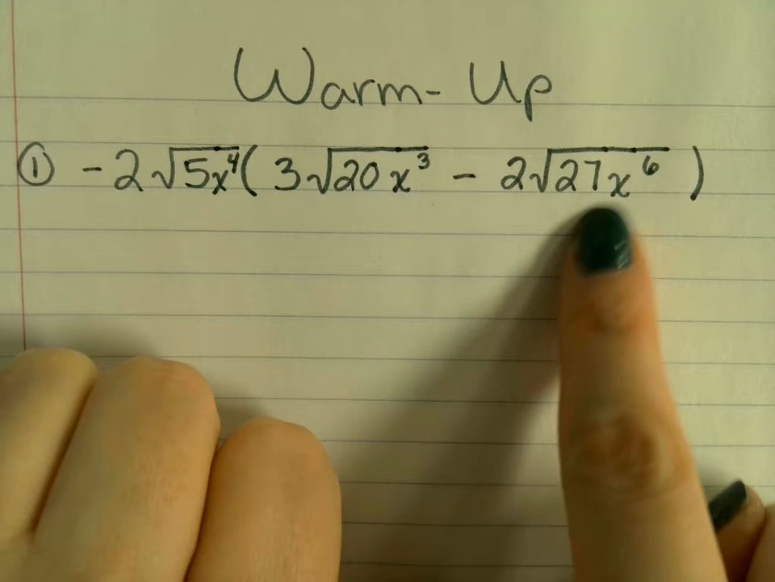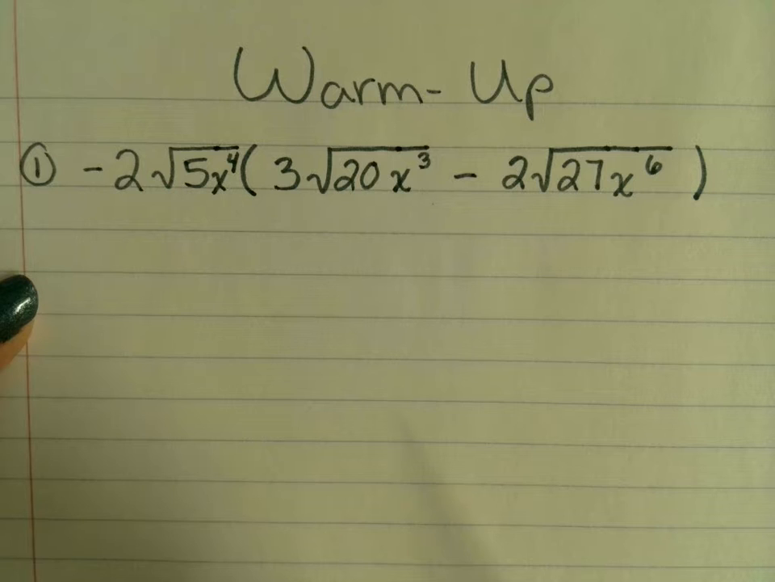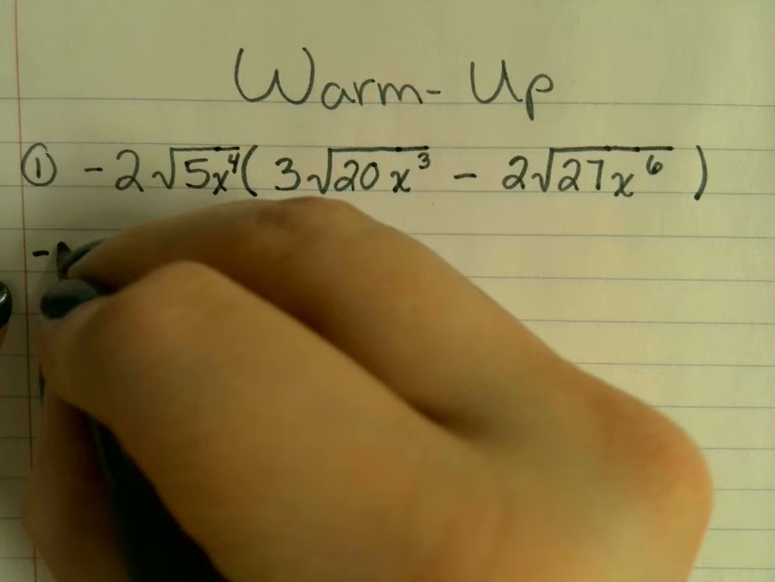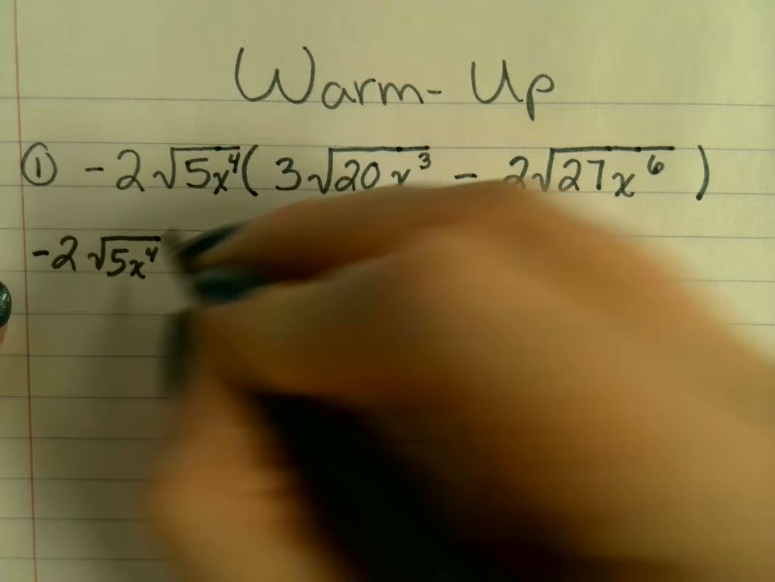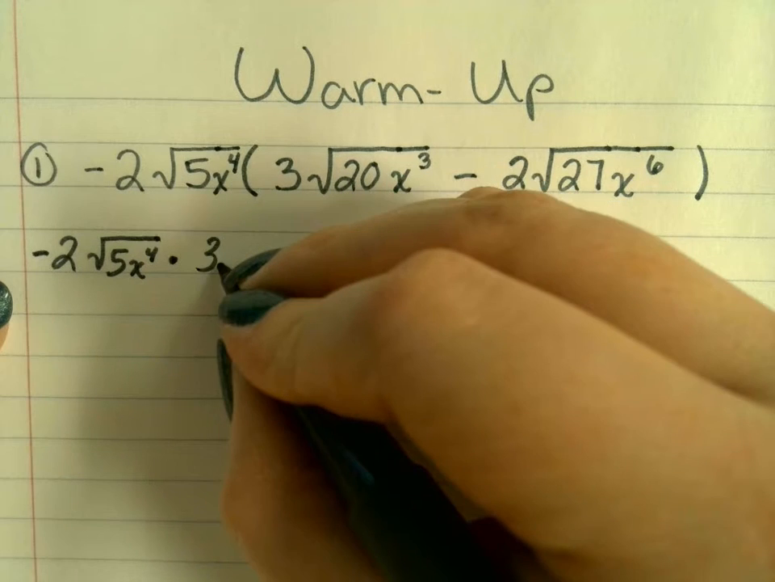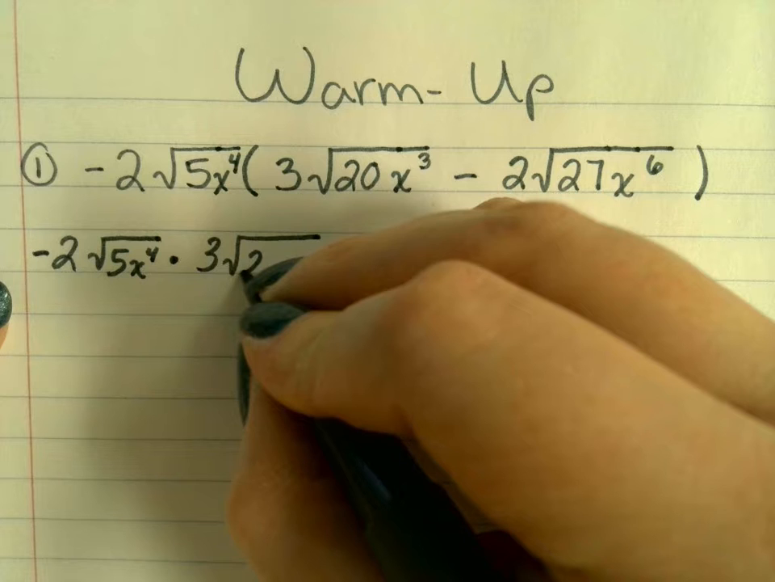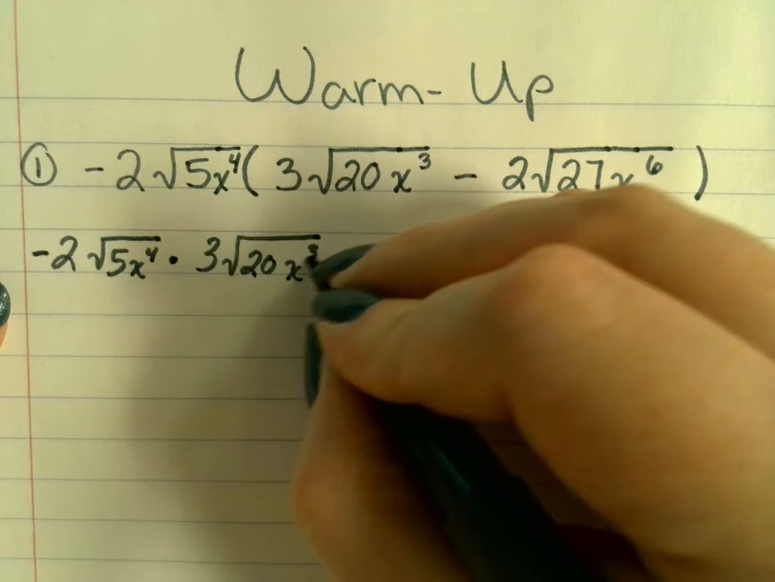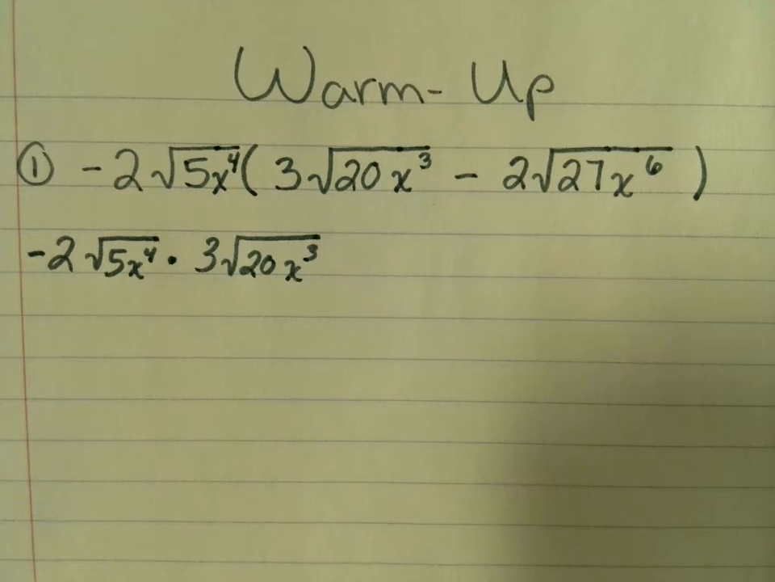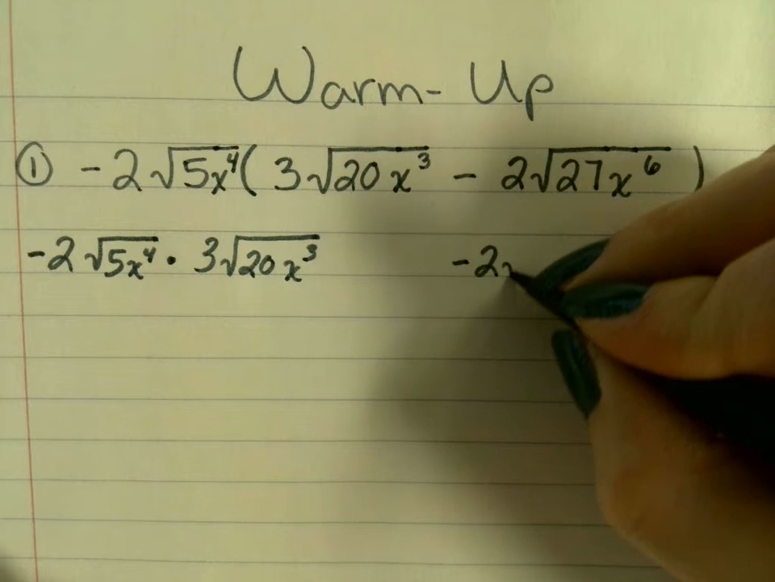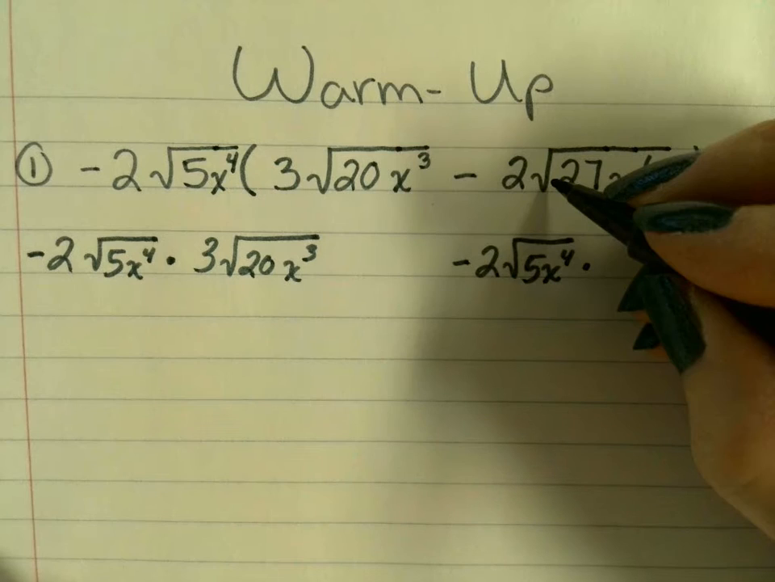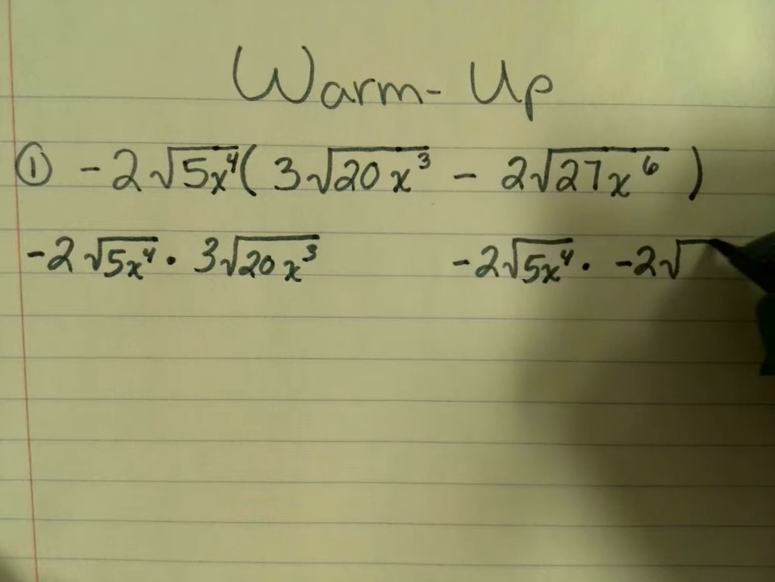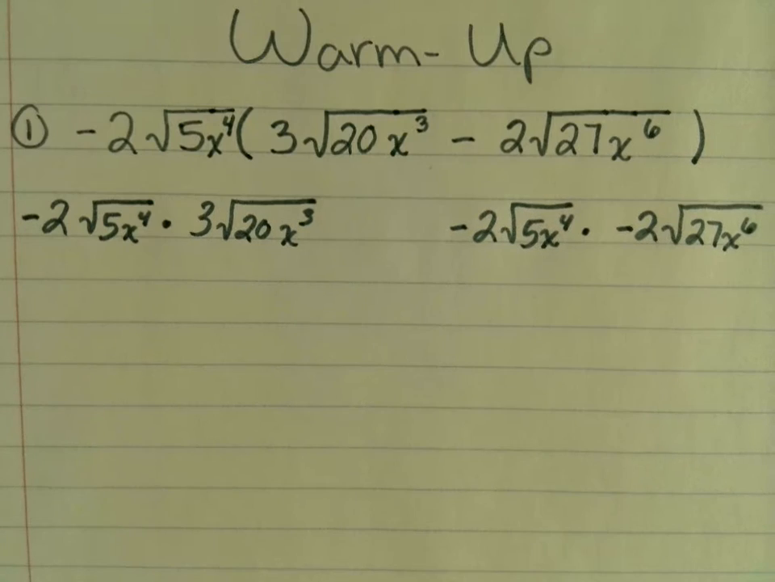So I'm really doing -2 square root of 5x to the fourth, and I'm multiplying it by 3 square root of 20x to the third. And then for this one, I'm doing -2 square root of 5x to the fourth times -2 square root of 27x to the sixth. Okay, so here is my split up. I'm going to solve each of them individually.